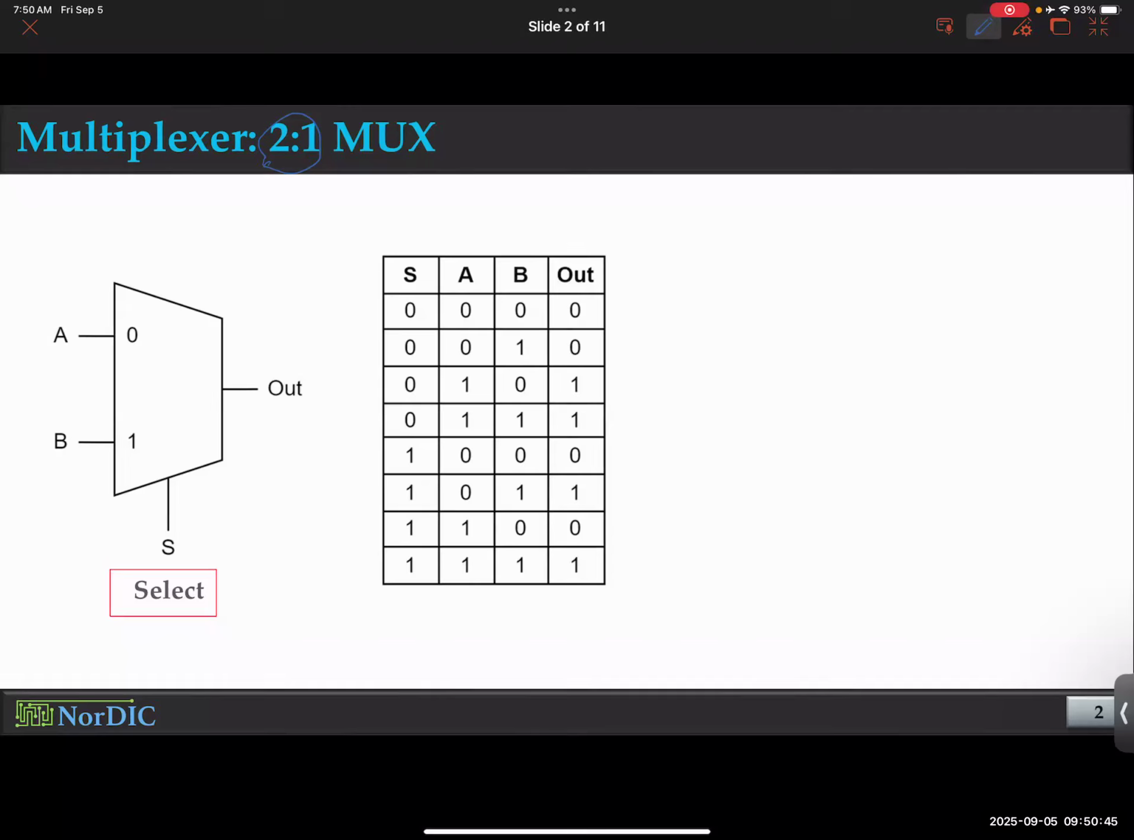All right, so this is called a 2:1 mux because you have two inputs and you have to select between the two inputs and choose an output. So you're basically choosing between two and picking one. I want to show you one interesting thing here.